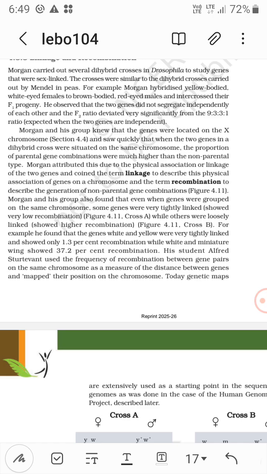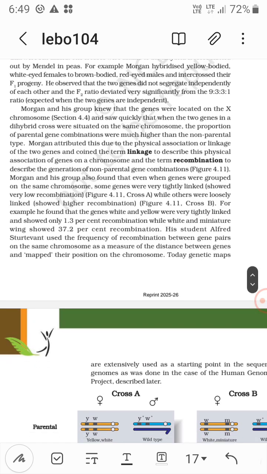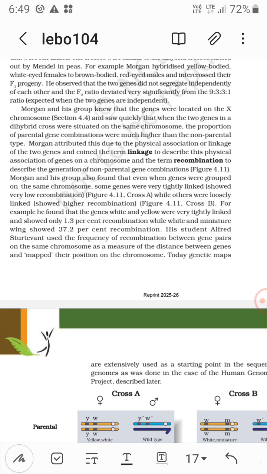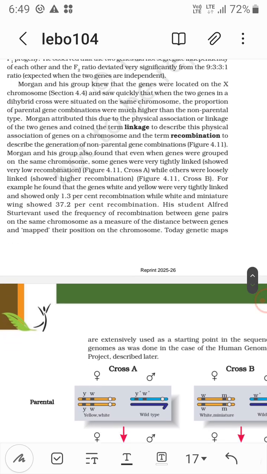Morgan attributed this to the physical association or linkage of the two genes and coined the term linkage to describe the physical association of genes on a chromosome, and the term recombination to describe the generation of non-parental gene combinations, right? Morgan and his group also found that even when the genes were grouped on the same chromosome, some genes were very tightly linked and showed very low recombination, while others were very loosely linked, that is, showed higher recombination if they are placed distantly on the same chromosome. So even on the same chromosome, there can be variations, right?